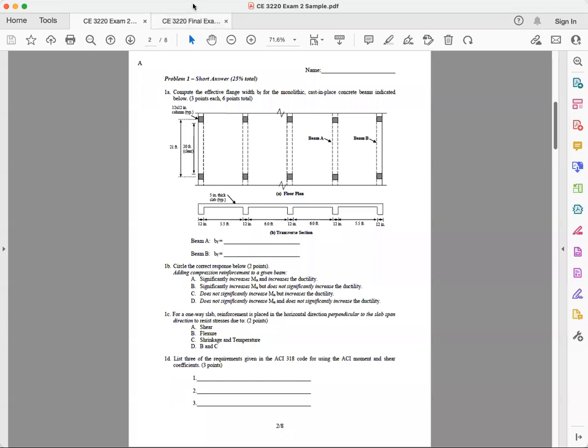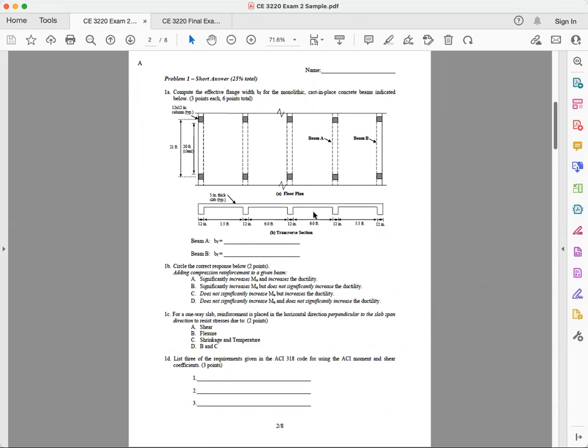You should have both documents on Canvas. If you don't, please double check and make sure you have them. Okay, now let's take a quick look at the first problem. Compute effective flange width BF for monolithic cast-in-place concrete beams indicated below. We actually did this part in the first exam, so I don't think we'll test it again.